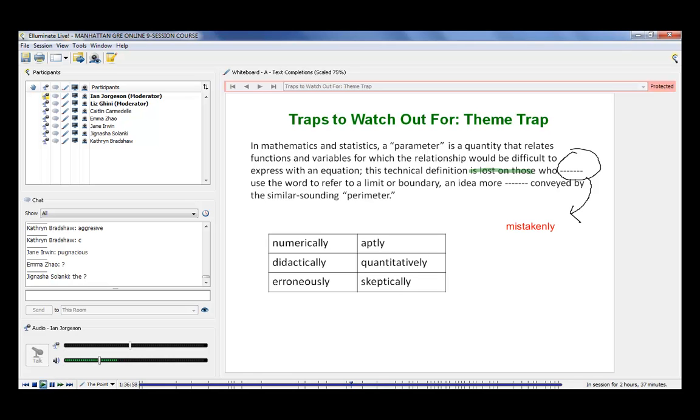I love it. And then, given that the first blank is mistakenly used, for the second blank we have a similar-sounding word, perimeter. Is perimeter the correct or incorrect word to use? Yeah, that's what we're getting at. An idea that is more conveyed, right? So probably for the second blank, something like correctly. What do you think? Do you guys agree with me there?